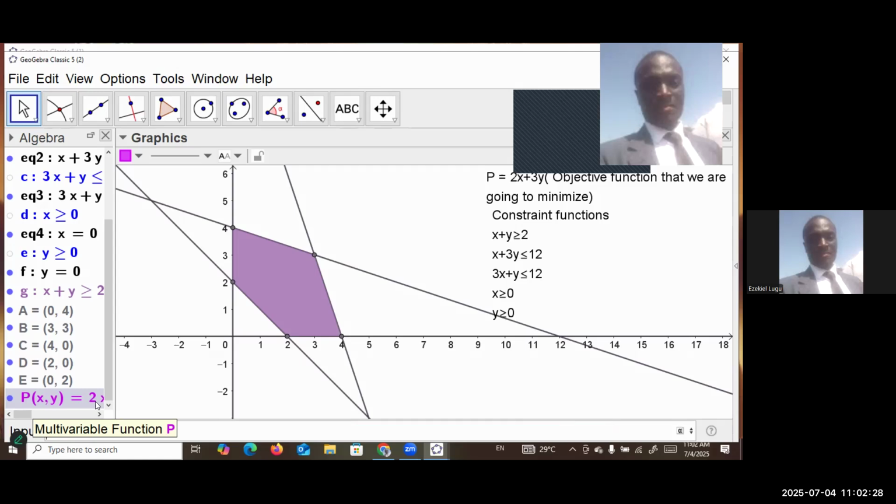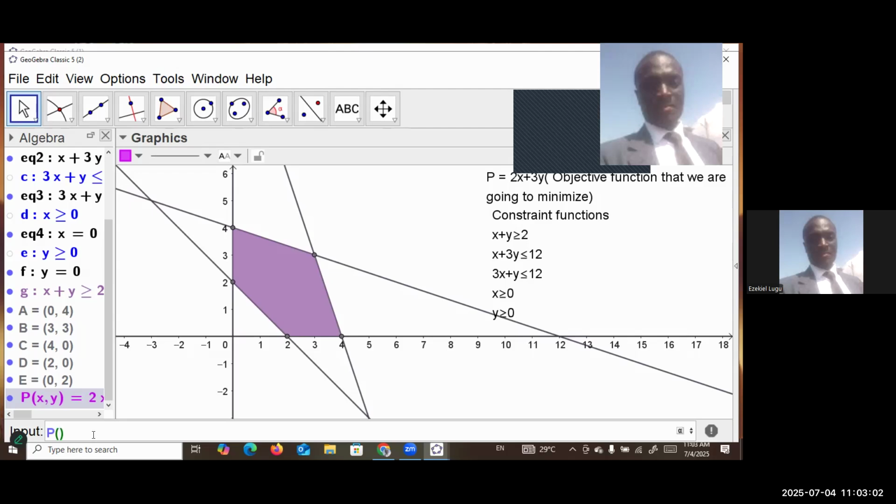After typing in the objective function, which is P equals 2x plus 3y, now we are going to evaluate the objective function at each of the points of intersection. The points of intersection are A, B, C, D, and E. So that's what we are going to do now. We are now going to evaluate the function P, the objective function, at each of the points of intersection A, B, C, D, and E.